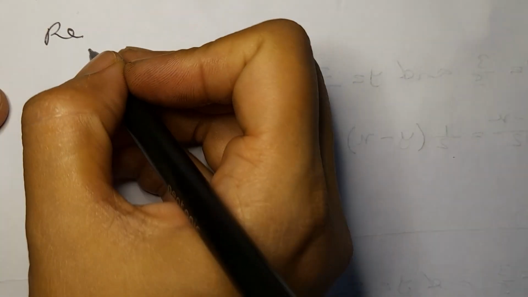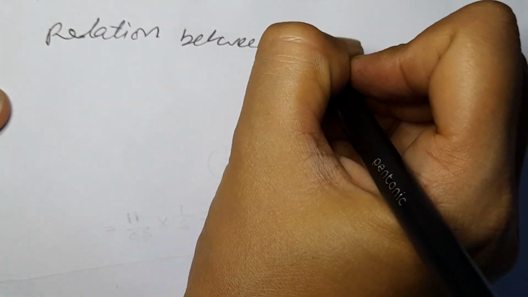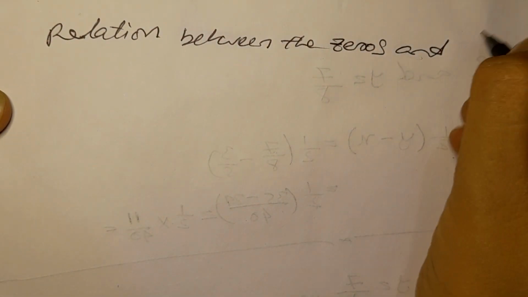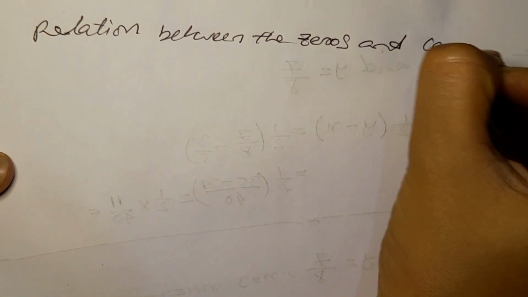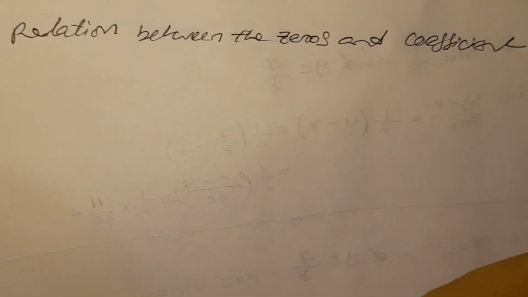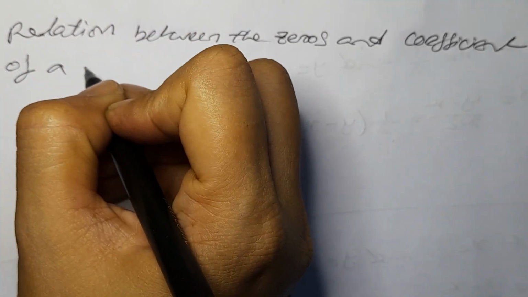What is it? Relation between the zeros and coefficients of a quadratic polynomial.